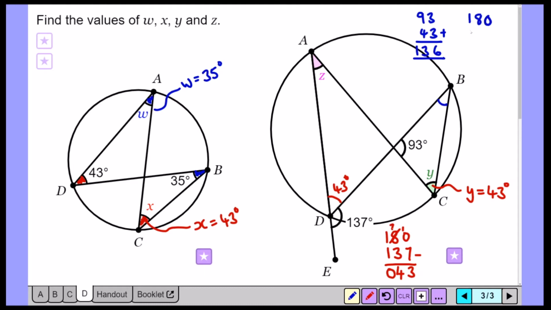If I take that answer away from 180, I can work out what the missing angle is. So I'm going to start off by borrowing. I get 10 take away 6, which is 4, 7 take away 3, which is 4, and 1 take away 1, which is 0, meaning that this angle at the top is 44 degrees. Again, using our bow circle theorem, that must mean that the angle at the top for Z is also 44 degrees.